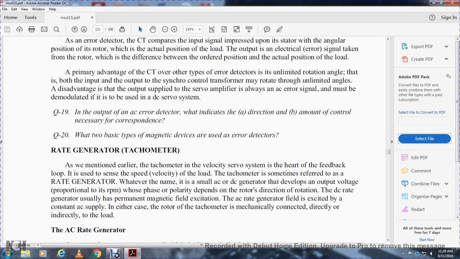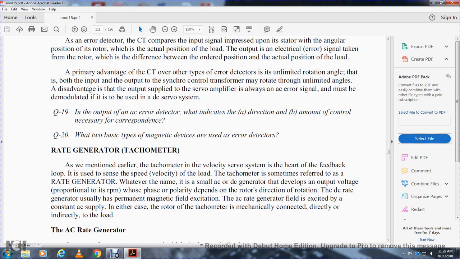The rate generator, or tachometer, was mentioned earlier. The tachometer in the velocity servo system provides the feedback in the loop, with the output for the speed, the velocity of the load. The tachometer is sometimes referred to as the rate generator. It is a small AC or DC generator that develops an output voltage proportional to the RPM, with the phase or polarity depending on the direction of rotation. The DC rate generator usually has a permanent magnetic field excitation.